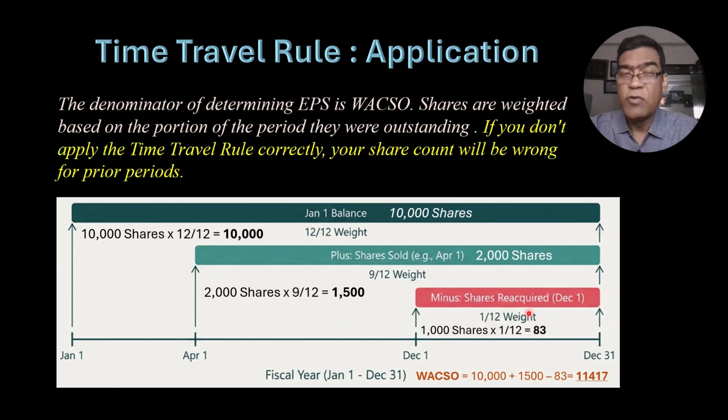Why? Because you reacquire, you buy back your own shares. This is actually treasury stock, right? So this reacquisition reduces the outstanding number of shares. So 10,000 plus 1,500 minus 83 equals 11,417, which is the weighted average number of common stock outstanding, which is later used in the calculation of EPS. Clear?